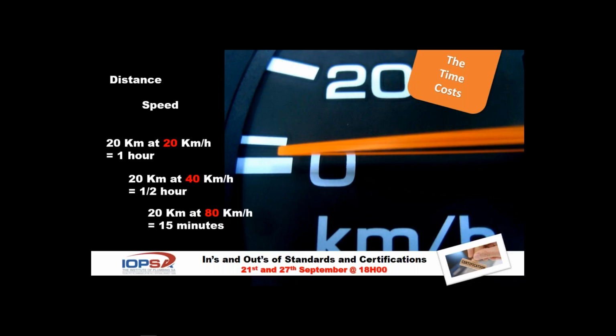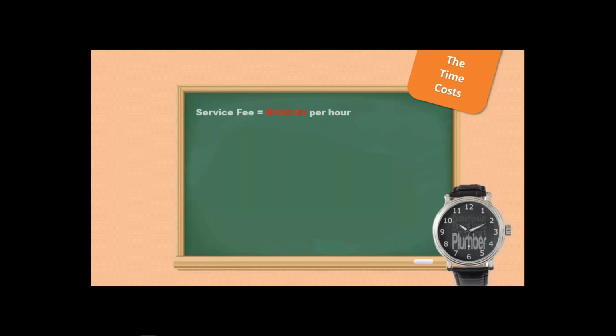So there again, if we have to do the 20 kilometers at 40 kilometers an hour, it gives us half an hour, right? And 20 kilometers at 80 kilometers an hour, we can do it in 15 minutes. So let's go and look at that.